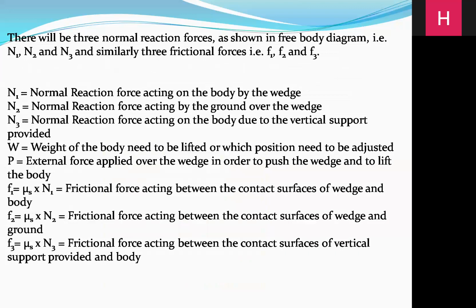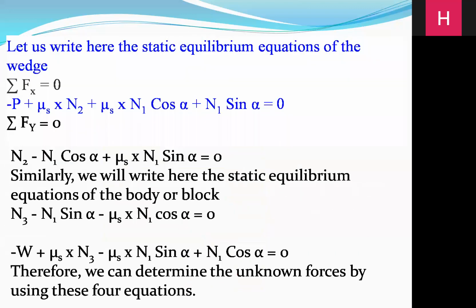This is about the forces which we include. Then, coming to how we take the equations from the figure, let us write the static equilibrium equations. Sigma Fx equals 0, meaning the horizontal components sum to 0: minus P plus mu s into N2 plus mu s into N1 cos alpha plus N1 sin alpha equals 0. Here we are using the wedge and the body, so we take the cos and sin values.